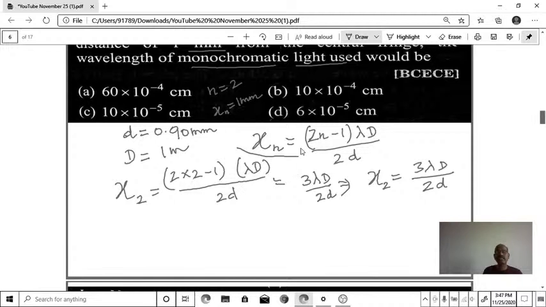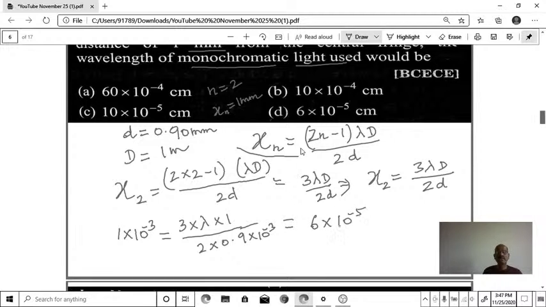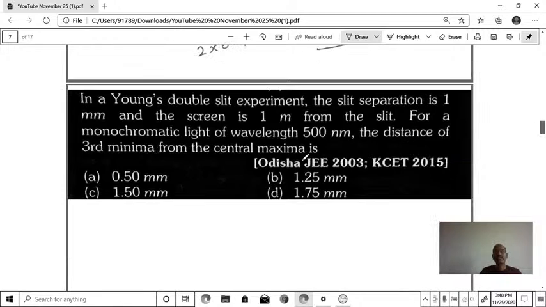Now x is the given distance, 1 mm, which is 1 into 10 power minus 3 meter, equal to 3 into lambda, the wavelength we need to find, into capital D, 1 meter, by 2d. 2 into d is 0.9 millimeter. Convert into meter, 10 power minus 3. You will get 6 into 10 power minus 5 centimeter. Option D is correct. Yes. Let us go for another similar one.